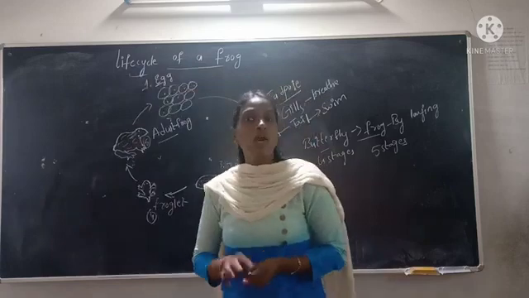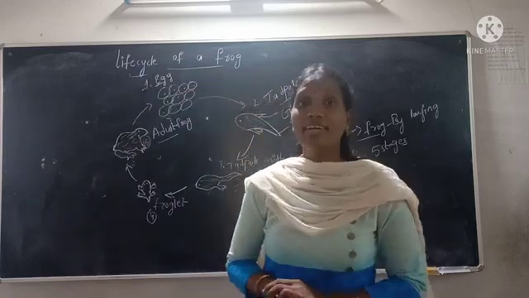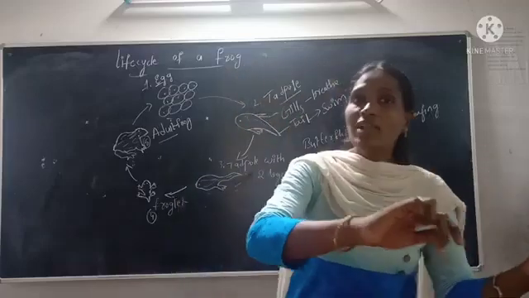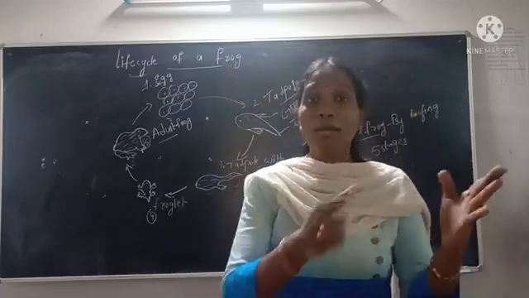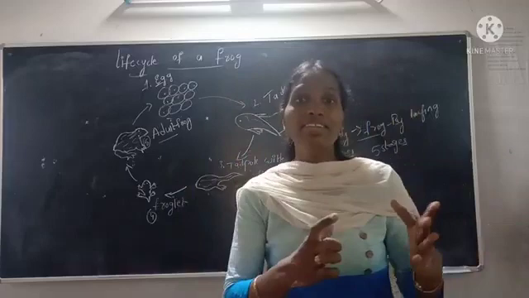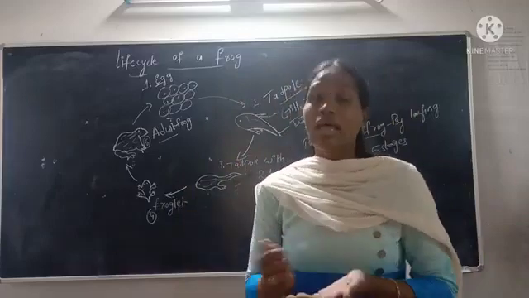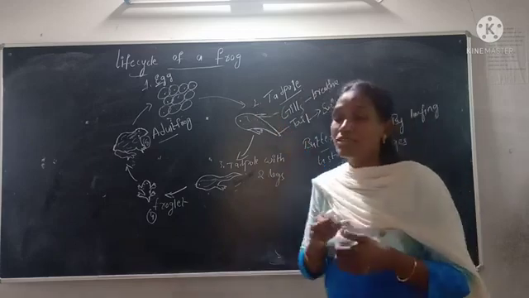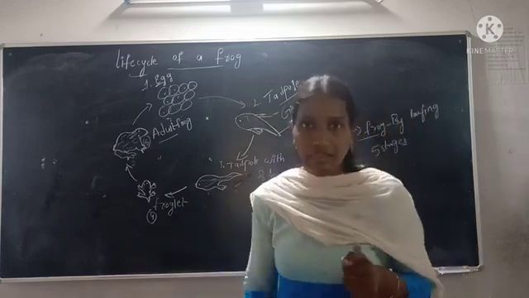Yes, children. Now, one more thing: in the life cycle of a hen, we observe that the young one of a hen is completely the same. Some features are the same as the adult hen. But in the life cycle of a butterfly and a frog, we observe that the young one is completely different.